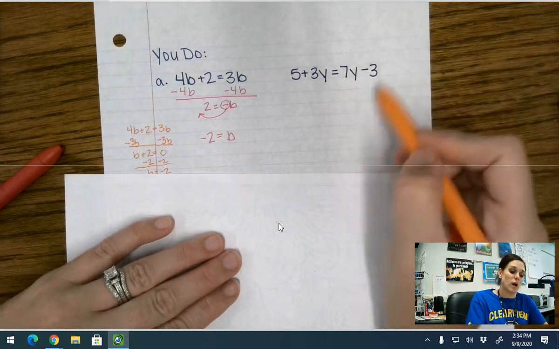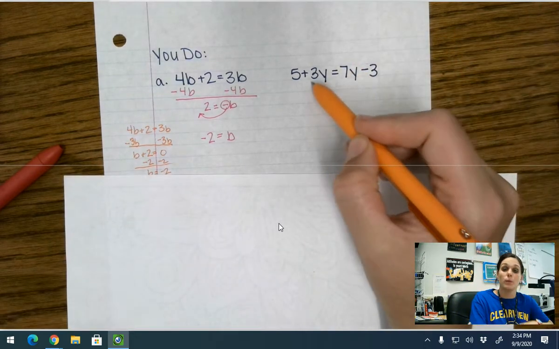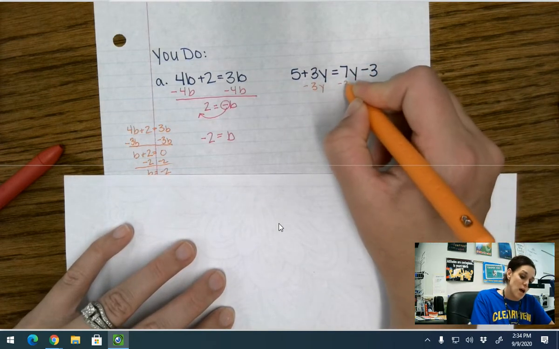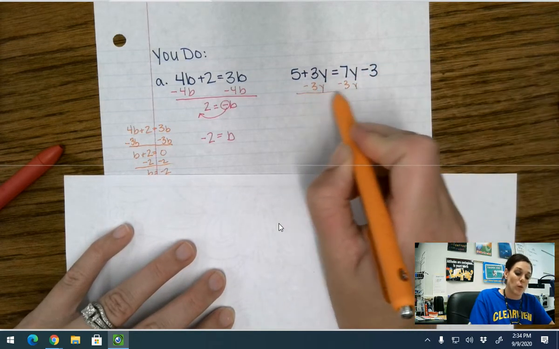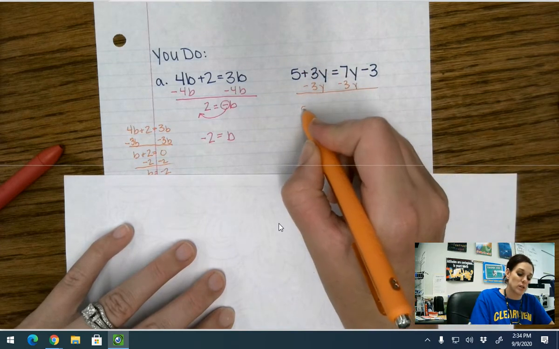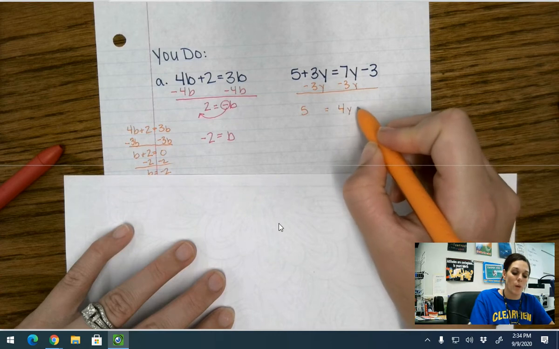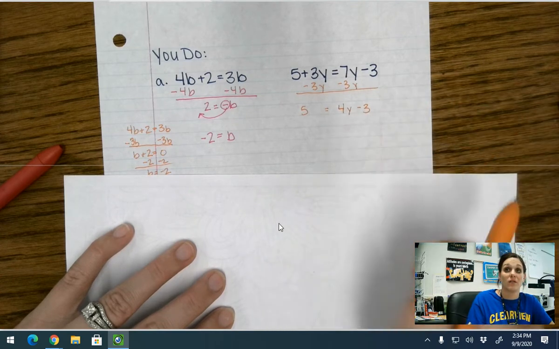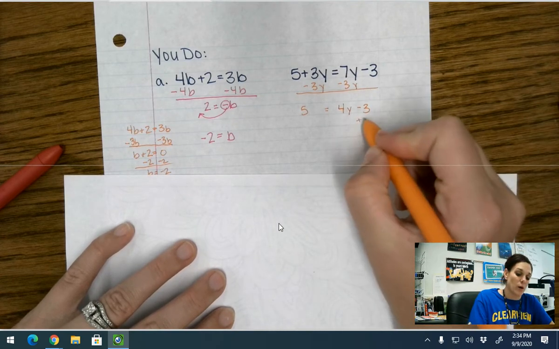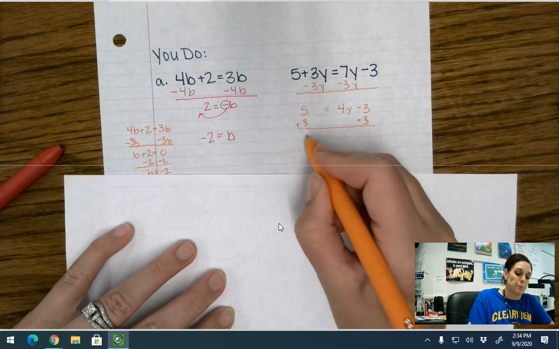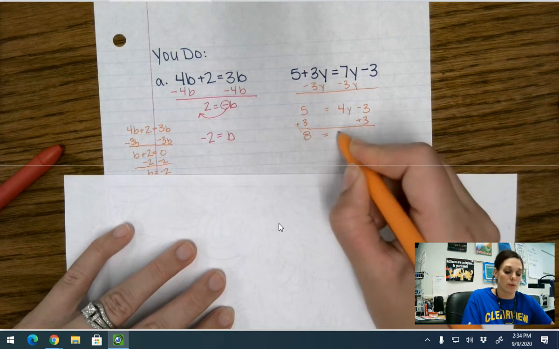All right, let's go through this one. The smaller of the variables is 3y. So we're going to subtract 3y from both sides. I certainly could have subtracted 7y and worked with a negative 4. That was entirely your choice. But I would always recommend moving that smaller one so that you're always working with a positive if possible. We're now going to add 3 to both sides to balance this out. So we get 8 equals 4y.